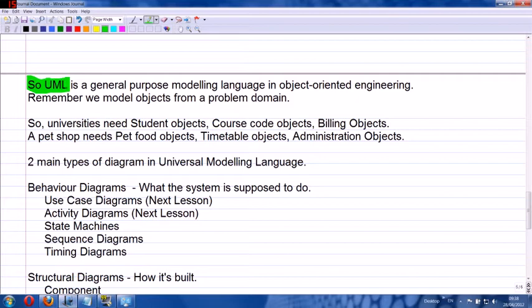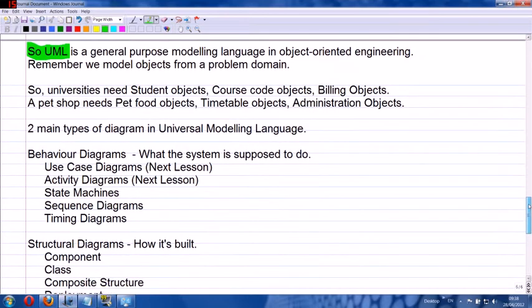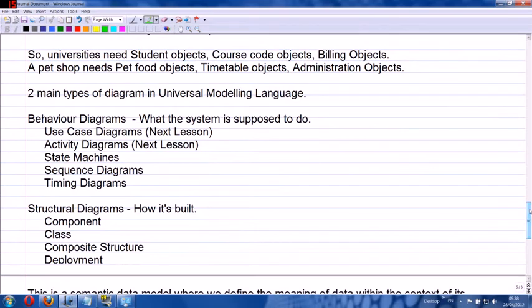then you're laughing basically. There are two main types of diagram in Unified Modeling Language: behavior and structural diagrams, and these do very different things. Behavior is really to do with what is going on here. Use case diagrams, activity diagrams, state machines, sequence diagrams, timing diagrams. These are all very important types of diagrams, and we'll be looking at them next time, especially use case and activity diagrams next lesson.